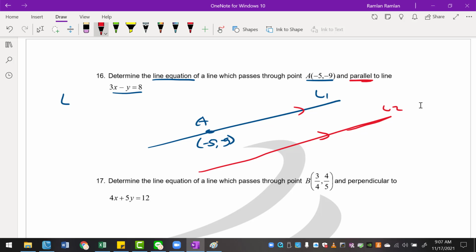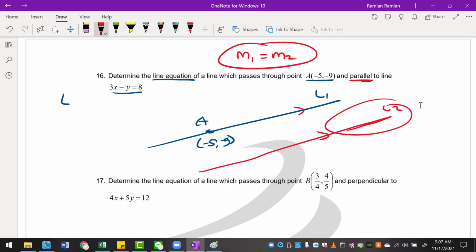So can we find the gradient of L1 just by finding the gradient of L2? Since we know that if two lines are parallel, then the gradient will be the same. There we go. So let's find the gradient of that L2. We have 3x minus y equals 8. Remember that when we want to find a gradient, the easiest way is to convert the equation so that it becomes y equals mx plus c.